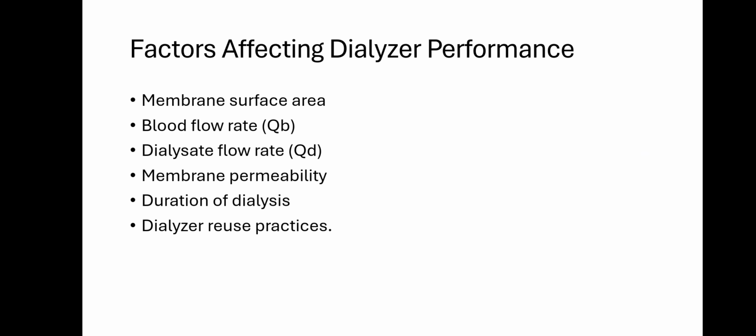The factors affecting dialyzer performance are membrane surface area, blood flow rate, that is QB, and dialysate flow rate, that is QD. Then membrane permeability. The other factors include duration of dialysis and the dialyzer reuse practice.